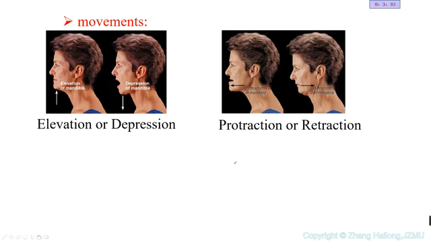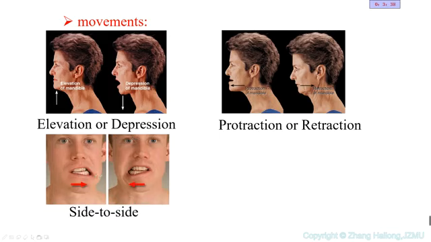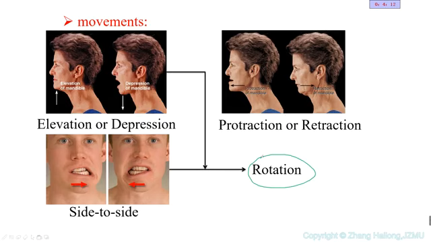Please try these actions. And the third pair is side to side. Your mandible moves laterally, to the right side, left side, right side, side to side, okay? And elevation, depression, and side to side can move together. For example, first elevation, then to the left side, then depression, then to the right side, then elevation again. And this circular movement we name rotation. It's also one special type of rotation.